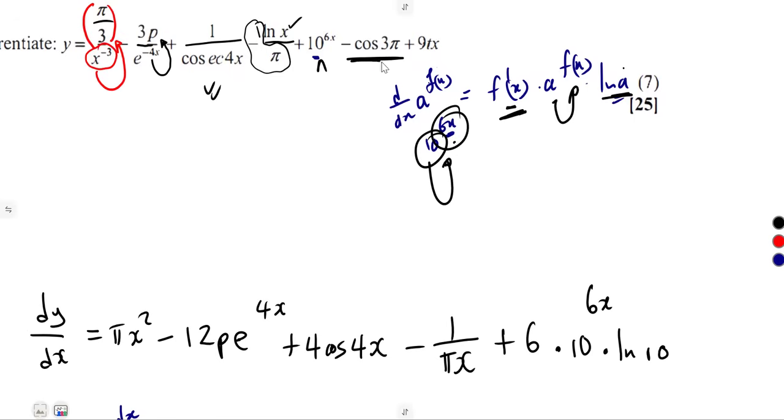Negative cos 3 pi is a constant, as we do not have x. So it's a constant. Remember, the derivative of a constant gives us what? A 0. So that was going to give us a 0 there.